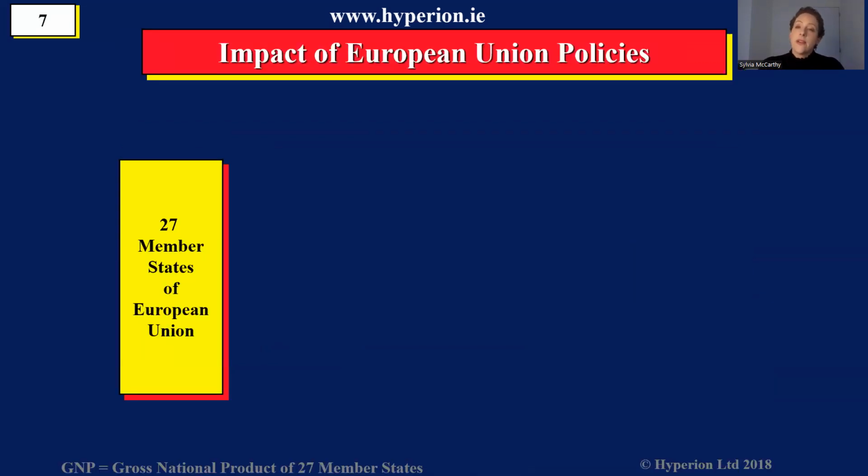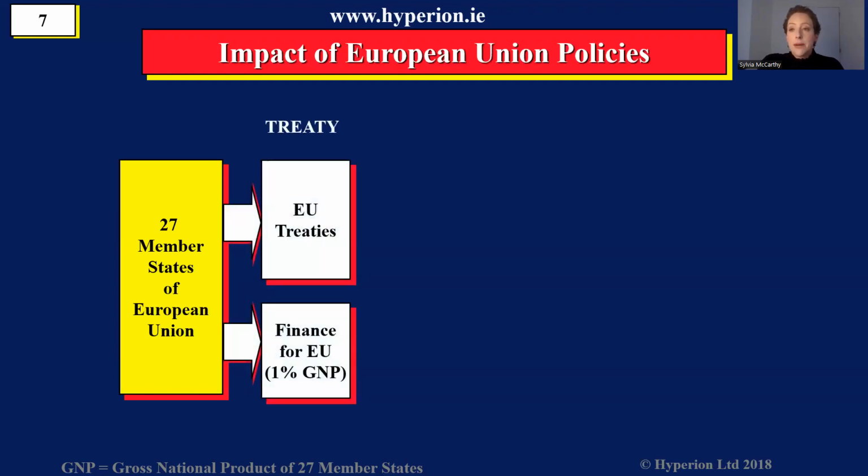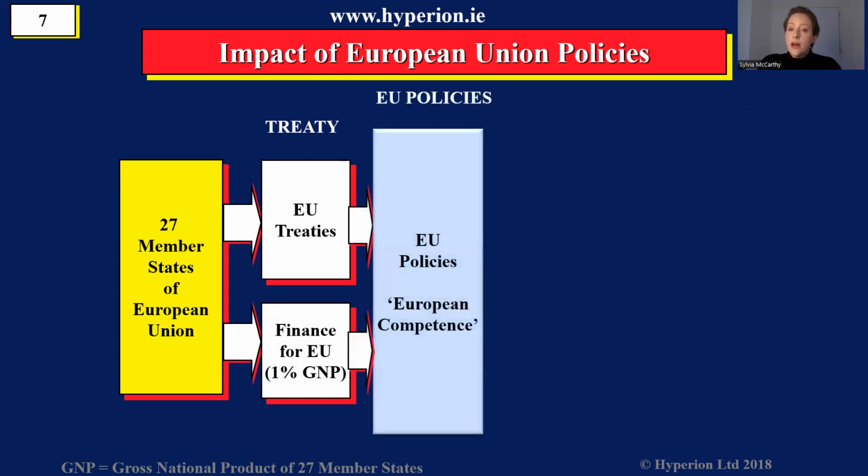This is where we start at a very top level point of view, considering the impact of EU policies. The EU starts off with the 27 member states, for now 27, and the treaties that have been put in place, financed by 1% of the gross national product of those 27 member states. Under the treaties, you have the different policy areas with a European competence. And that's where, in turn, we see the impact pathways of how EU policies are implemented.